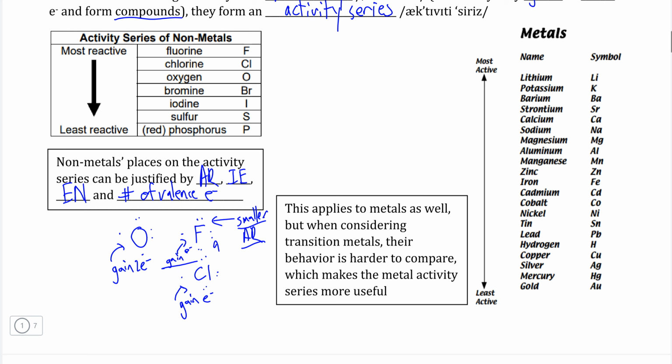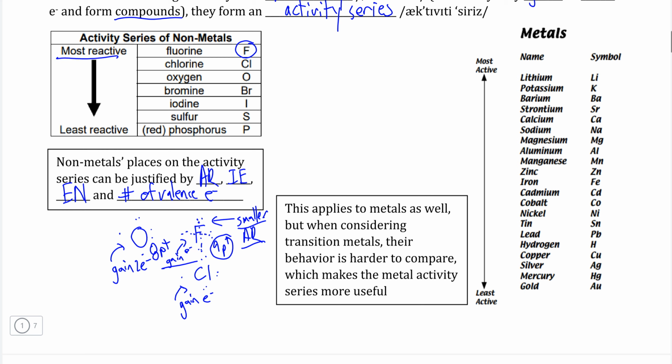Fluorine is atomic number 9, whereas oxygen is atomic number 8. And therefore, because fluorine has more protons, its nuclear charge, and therefore its attraction to its valence electrons, is even stronger than oxygen's, pulling them closer to the nucleus and making them even harder to remove than oxygen's as well. So it's no surprise that fluorine occupies the very top of the nonmetal activity series.